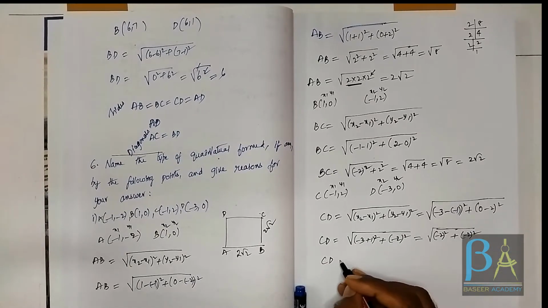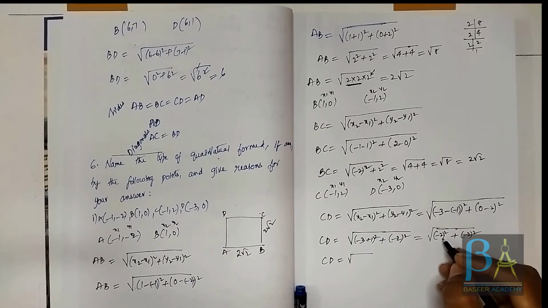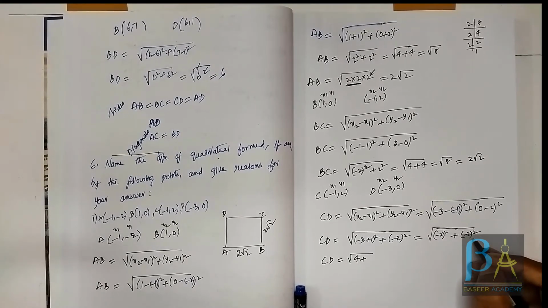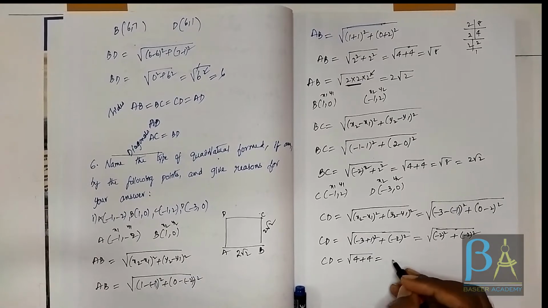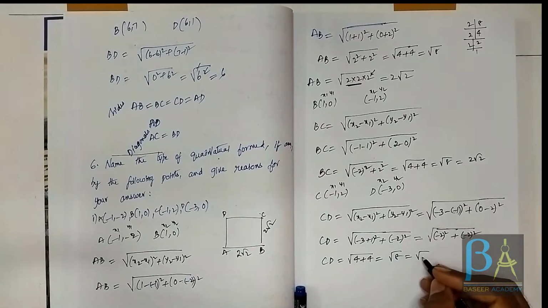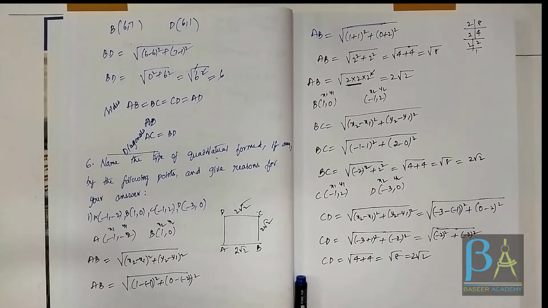Now what happens? CD is going to be minus, if you square it, it becomes plus, isn't it? 2 square is 2 into 2, 4. Minus, when you square it, it becomes plus. 2 square is 4. 4 plus 4 is 8. Square root of 8 is nothing but 2 root 2. So again CD also we ended up getting it as 2 root 2.